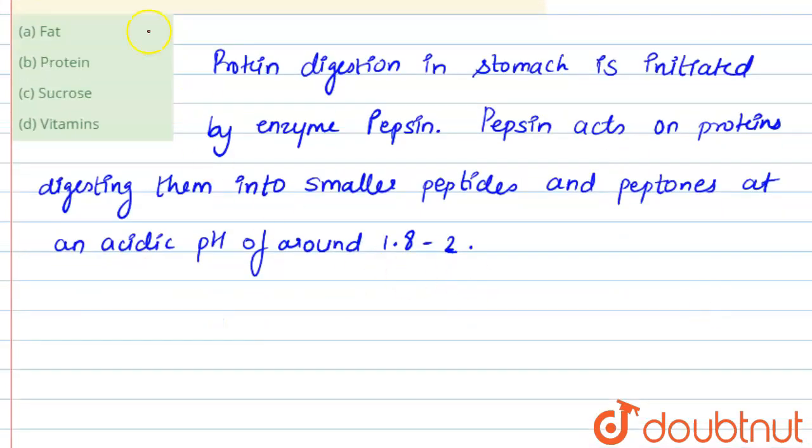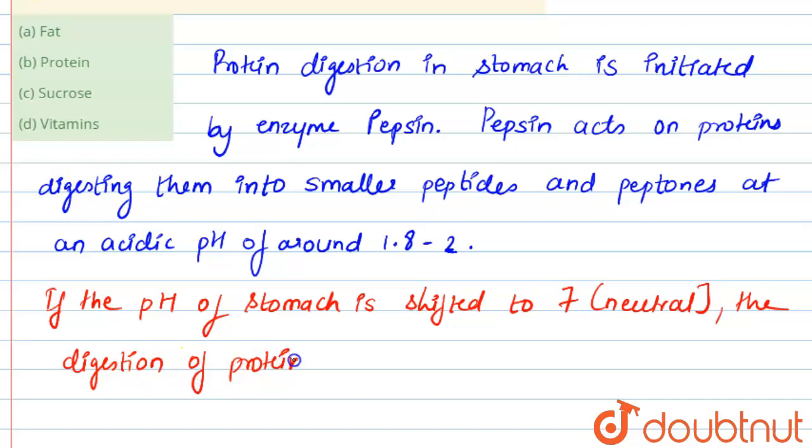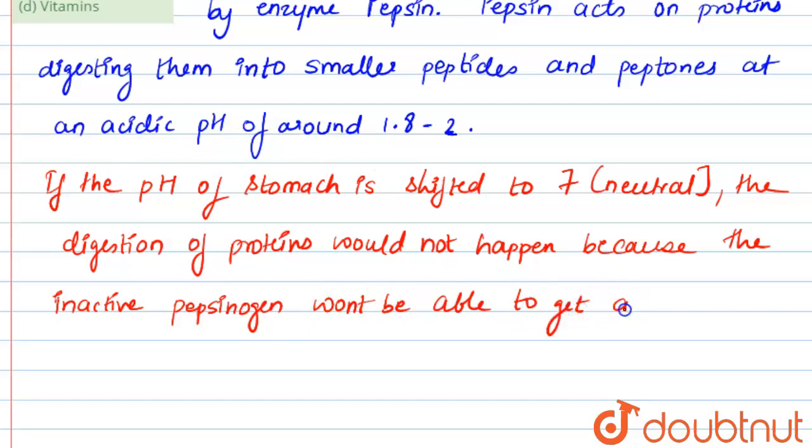Alright, so let us write it over here. If the pH of stomach is shifted to 7, which is neutral, the digestion of proteins would not happen because the inactive pepsinogen won't be able to get activated into pepsin.